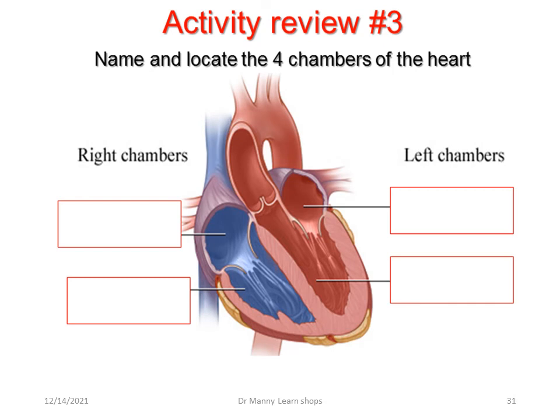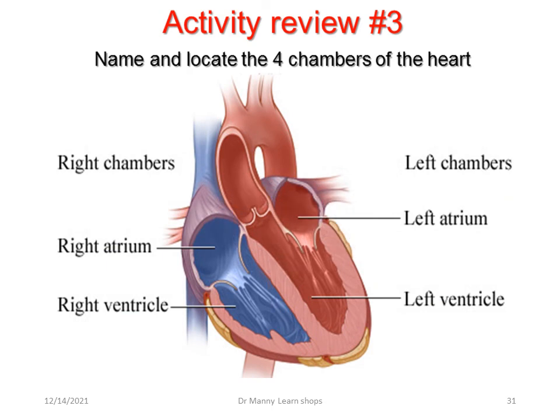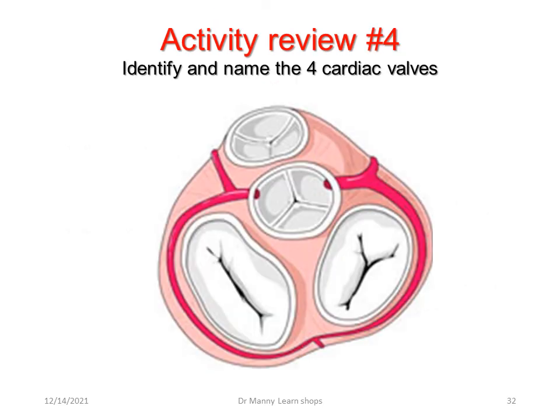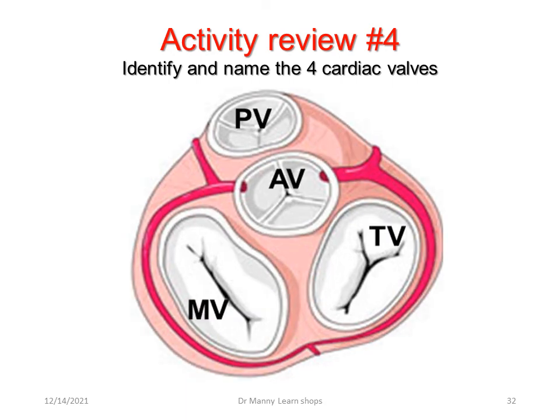Name and locate the 4 chambers of the heart. You've got 2 right chambers and 2 left chambers, and they are the right atrium and right ventricle, the left atrium and left ventricle. Can you identify and name the 4 cardiac valves? You've got the mitral valve, the tricuspid valve, the aortic valve, and the pulmonic valve.